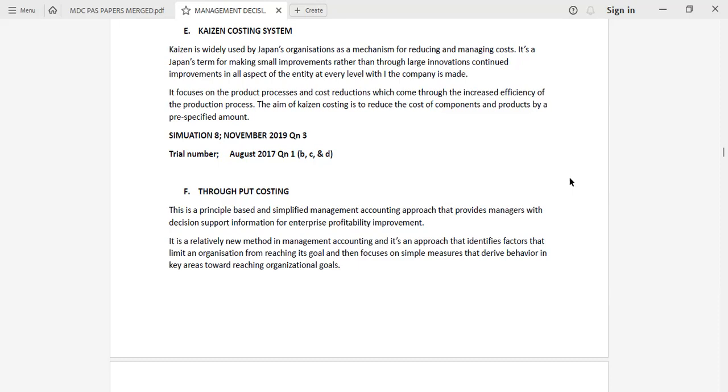So the aim of Kaizen costing is to reduce the cost of components and products by a pre-specified amount. In other words, they target a certain amount that is supposed to be reduced on a product, and they work towards that to make sure that the cost of the components making those products is reduced to a predetermined amount.